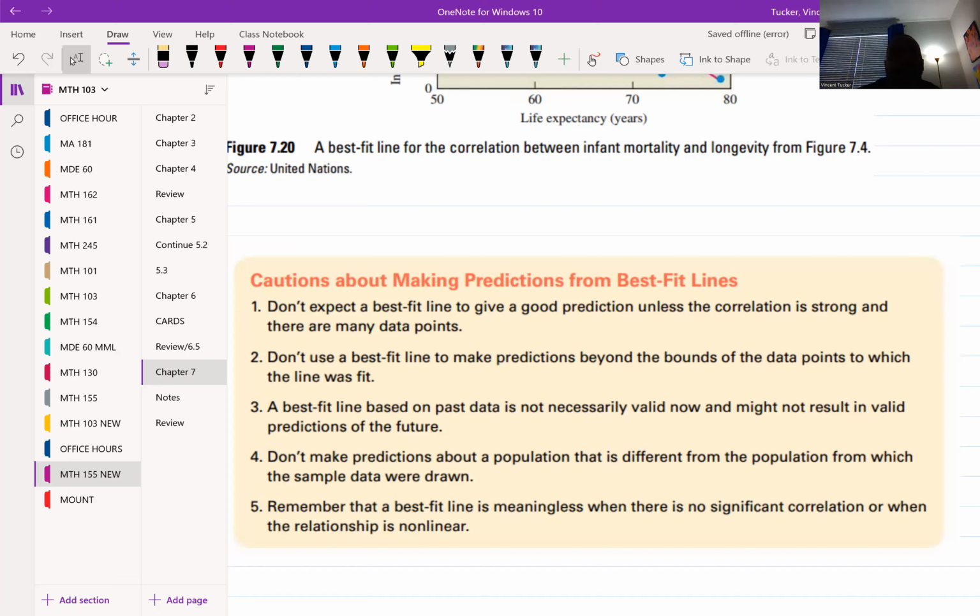So here you see cautions of making predictions from best fit lines. The first one is don't expect the best fit line to give a good prediction unless the correlation is strong and there are many data points.